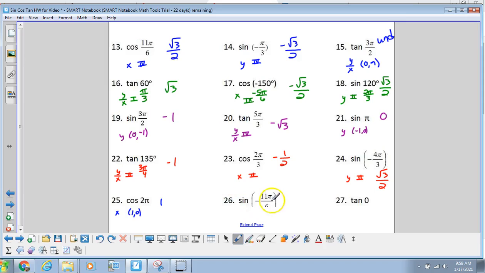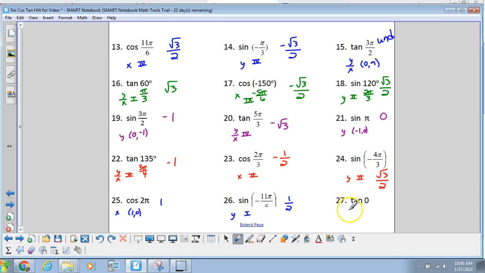Number 26, sine of negative 11 pi over 6. Sine is our y-coordinate. Negative 11 pi over 6 is in the first quadrant. So the y-coordinate of our pi over 6 family in the first quadrant is 1/2.